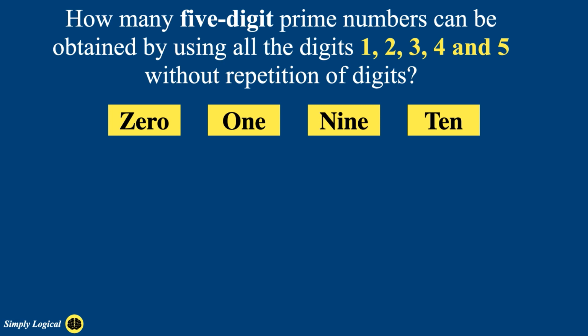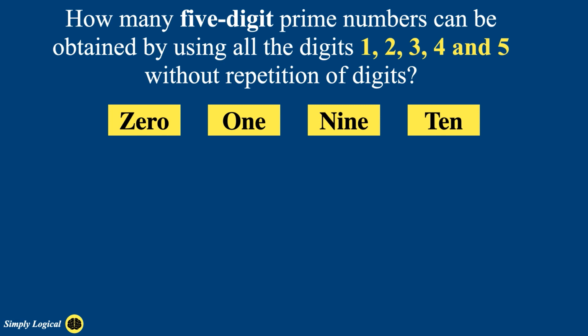The problem statement is how many 5-digit prime numbers can be obtained by using all the digits 1, 2, 3, 4 and 5 without repetition of digits. So you are given 4 options. They are 0, 1, 9 and 10. So let me elaborate the problem.